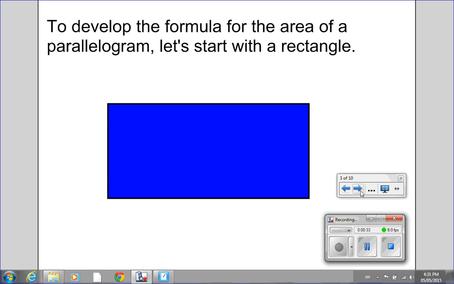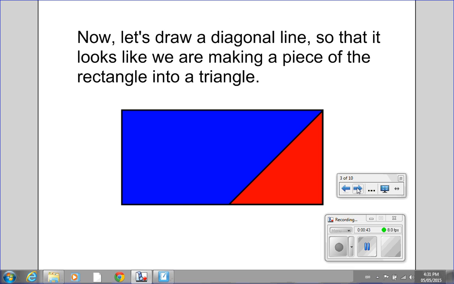To develop the formula for the area of a parallelogram, let's start with a rectangle, just like the one you see in the center of your screen. Now, let's draw a diagonal line so that it looks like we are making a piece of the rectangle into a triangle. Okay, so I start my diagonal line at the top right corner. After I draw my line, I'll just put the section in red here so that we see that there's a triangle, but the entire shape is still a rectangle.